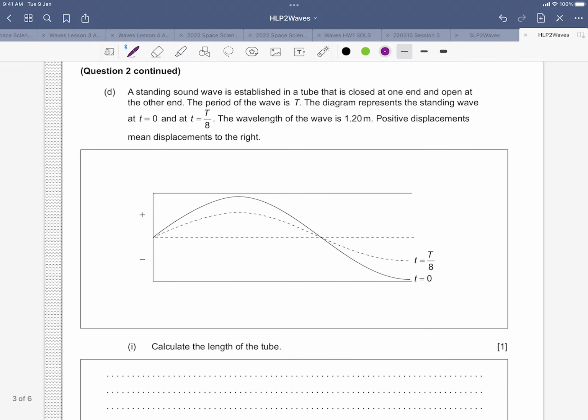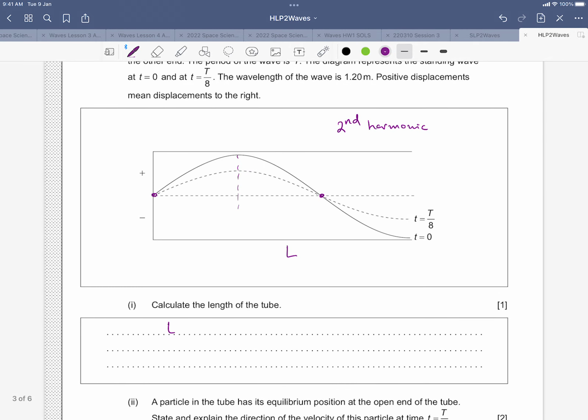A standing sound wave is established in a tube closed at one end, open at the other. Half open tube. Period is T. Okay, so we know this is a longitudinal standing sound wave. You have to, of course, be able to look at this and immediately write down that's the second harmonic standing wave, because the first is with a node on the closed end and one antinode at the open end. But here we have an additional node. And this is 3/4 of the wavelength we can see. So the whole tube is 3/4 of the wavelength.